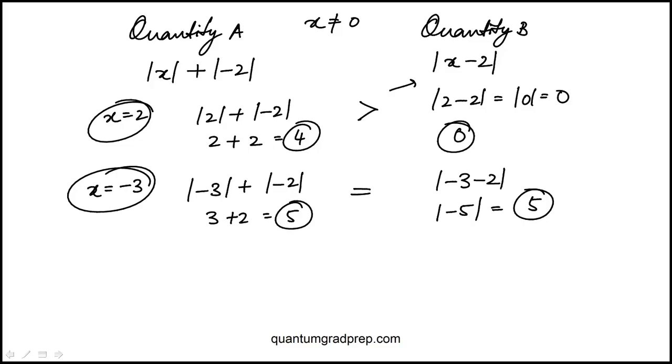So here we know just with these two examples that we don't have enough information. We cannot determine the relationship, and the answer is D.